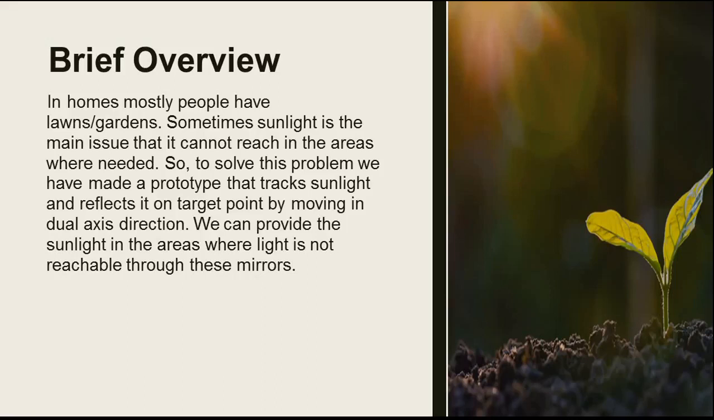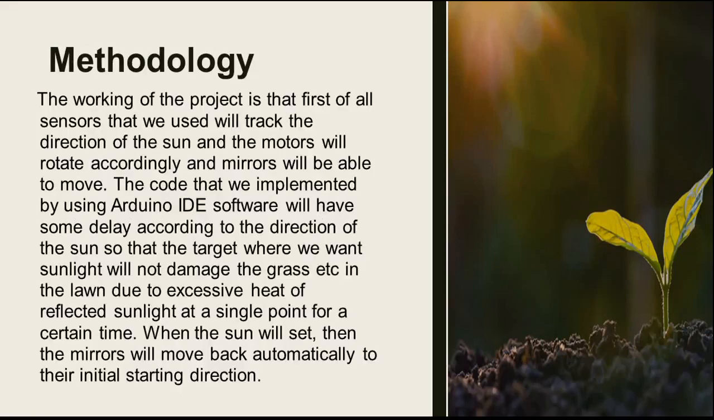The brief overview of our project is, in homes mostly people have lawns or gardens. Sometimes sunlight is the main issue, that it cannot reach the areas where needed. So to solve this problem we have made a prototype that tracks sunlight and reflects it on a target point by moving in dual axis direction. We can provide sunlight in the areas where light is not reachable through these mirrors.